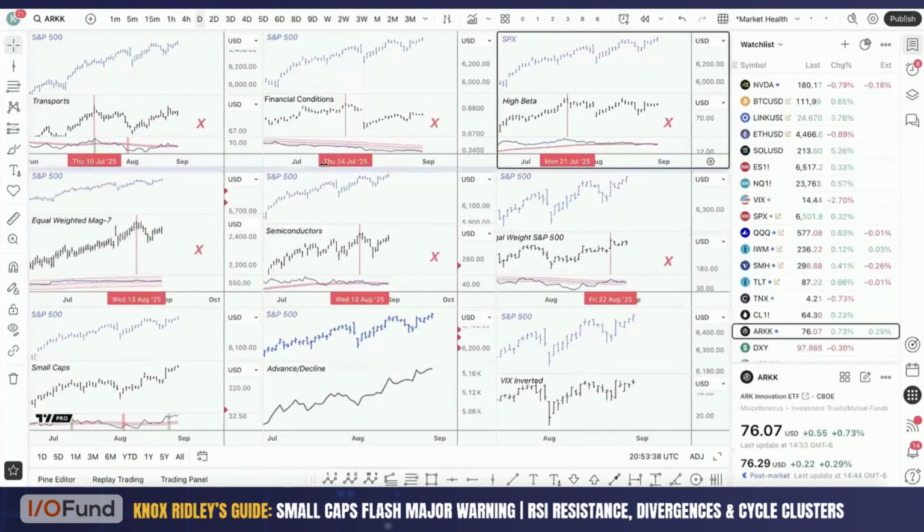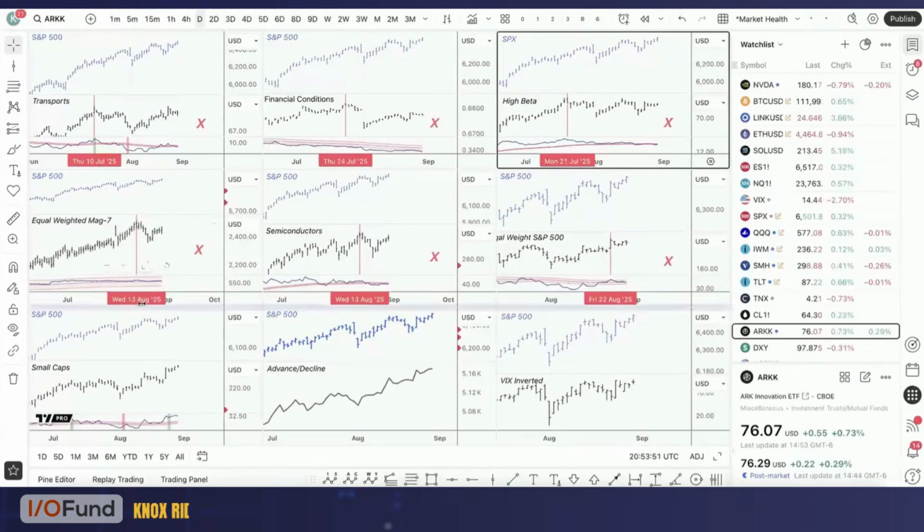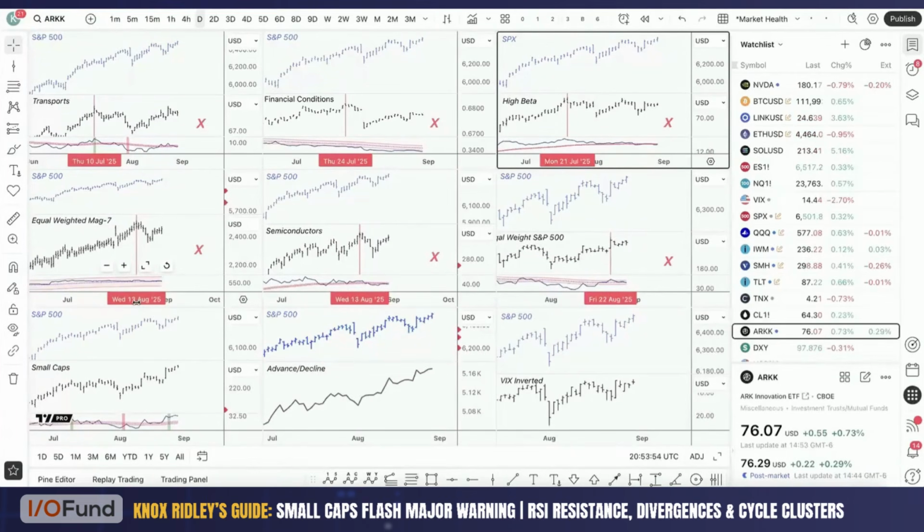So anyway, transports topped on July 10th. All right, that's a long time ago. Financial conditions topped in late July. High beta, which is really leading this market, topped in late July. The equal weighted Mag 7 topped in that October 13th, 15th time factor I was talking about. Semiconductors, which have been market leaders, also topped on August 13th and 15th. And now we're seeing the equal weight S&P 500 not participate with the S&P 500 today, making new highs. And so the only markets that are really pushing to new highs right now are small caps.